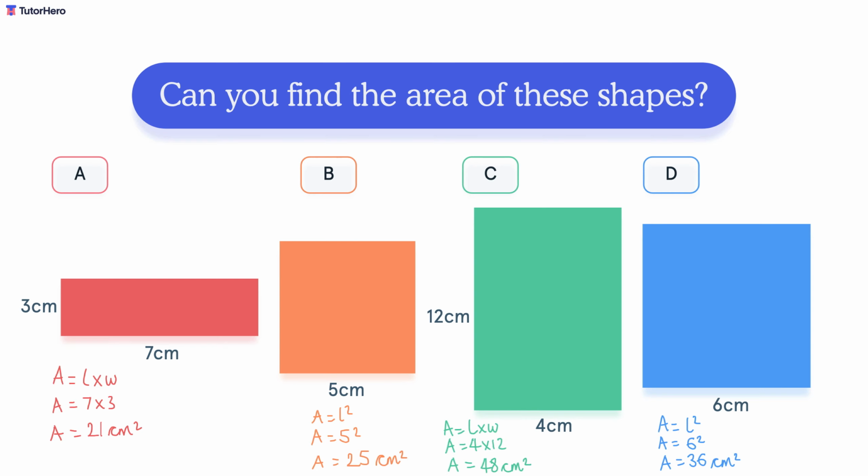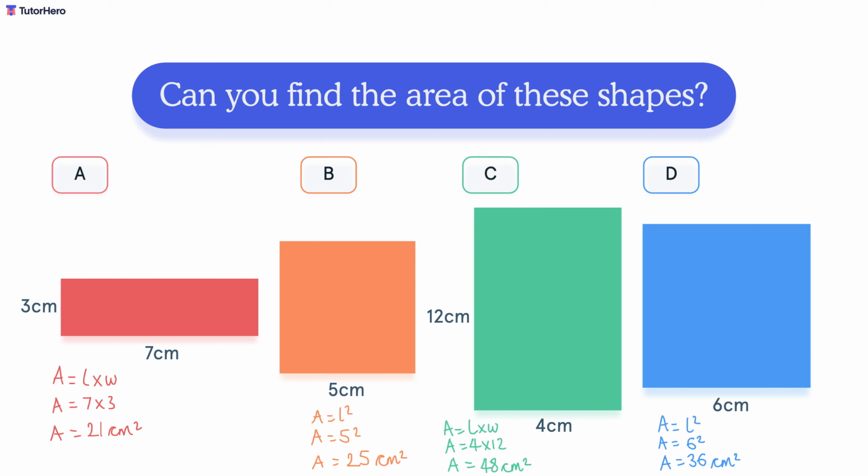How did you get on? Let's go through the answers. Shape A is a rectangle and therefore uses the formula length times width to find the area. 7 times 3 equals 21. The area is 21 centimetres squared.